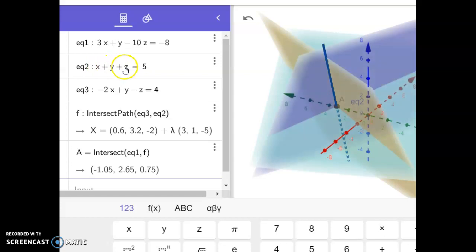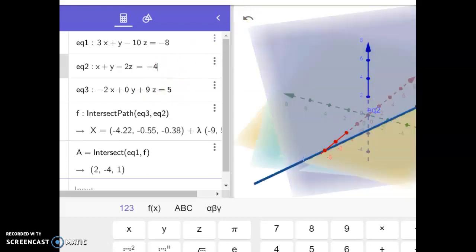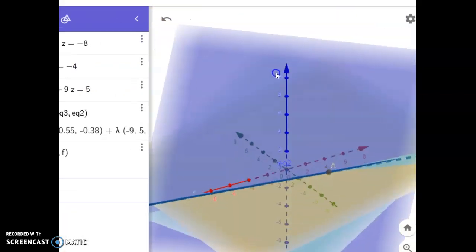1, 1, -2, and did I say -4? Yep. And then I'm going to have -2, 0, 9, and 5. And there we go. All right, and so it graphs all these three planes.